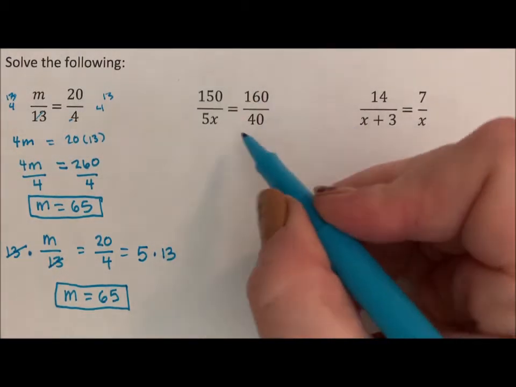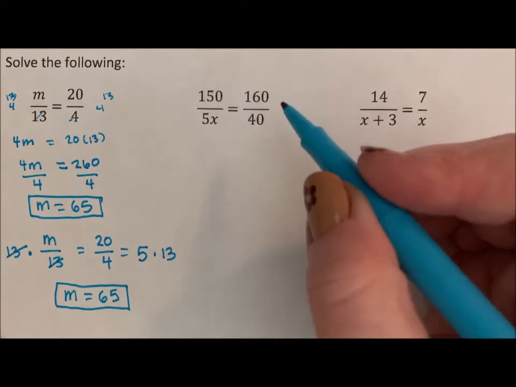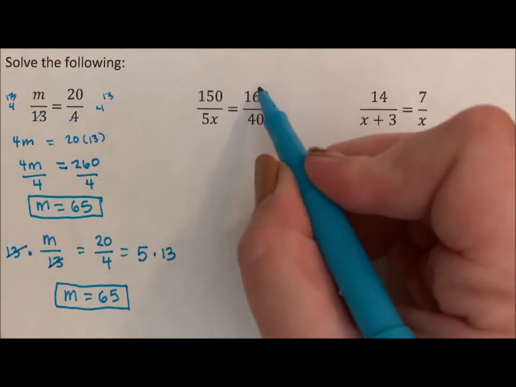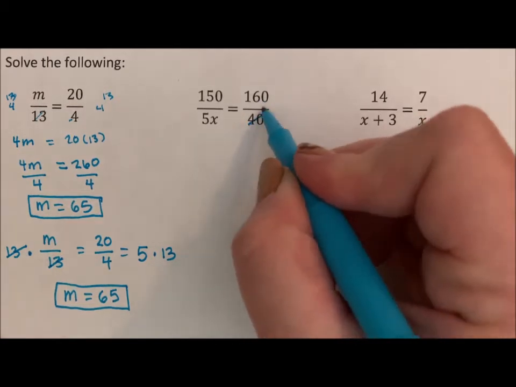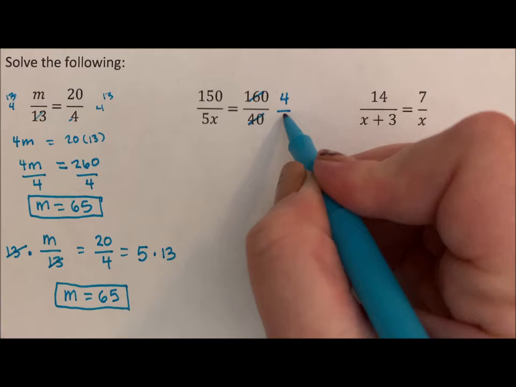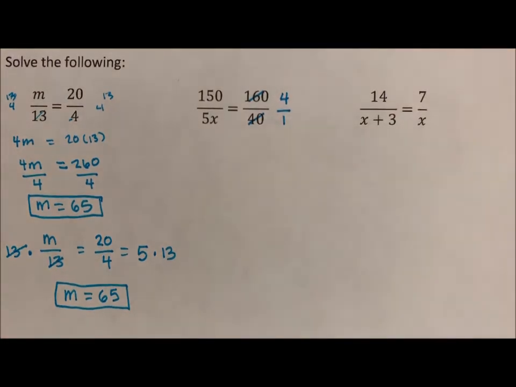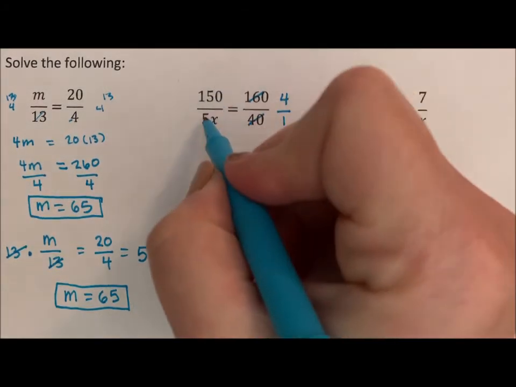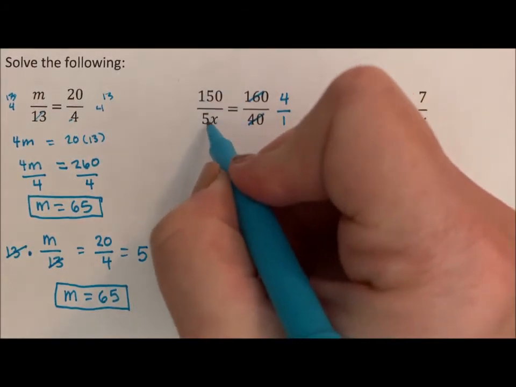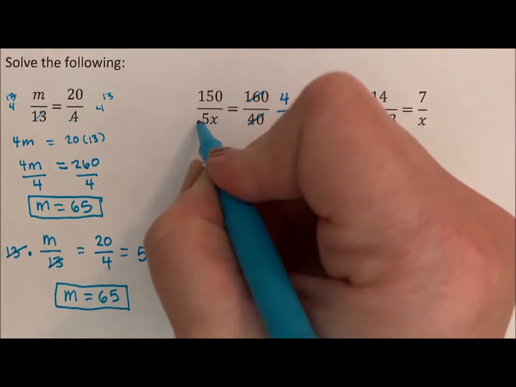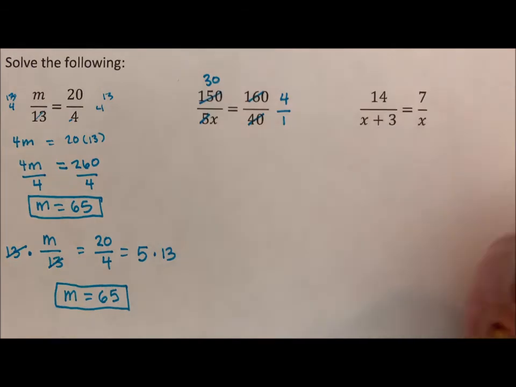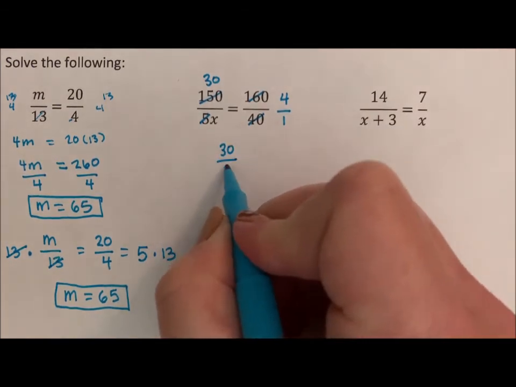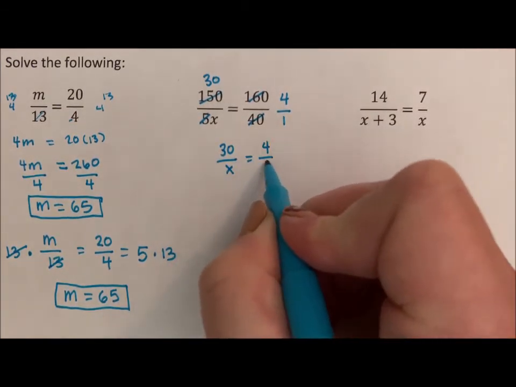This happens over here as well. If I'm willing to look at my problem and simplify it, 40 goes into 160 4 times. I am going to leave it as 4 over 1 for now. Let's see, 5 goes into 150. Now I'm going to leave the x in the denominator, but 5 divides into 150 30 times. So I'm left with 30 over x equals 4 over 1.